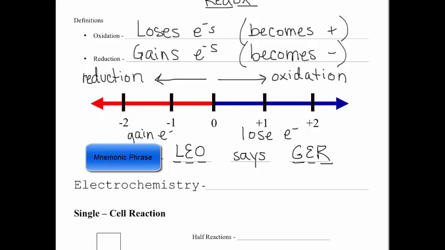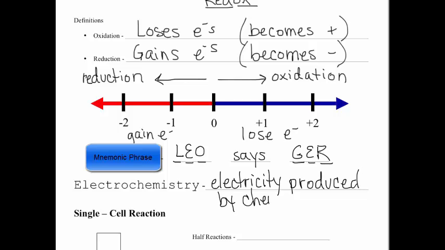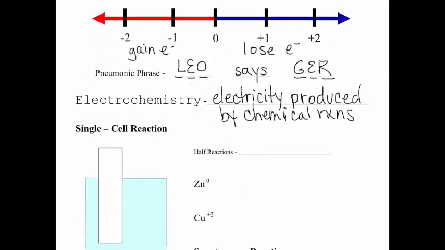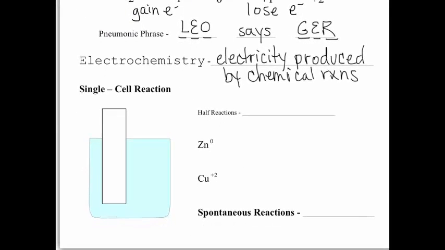All right, so when do we use this? Well, this happens in electrochemistry. Electrochemistry is when electricity is produced from chemical reactions. So we're going to start by talking about the simplest electrochemical reaction, which we call a single cell reaction.